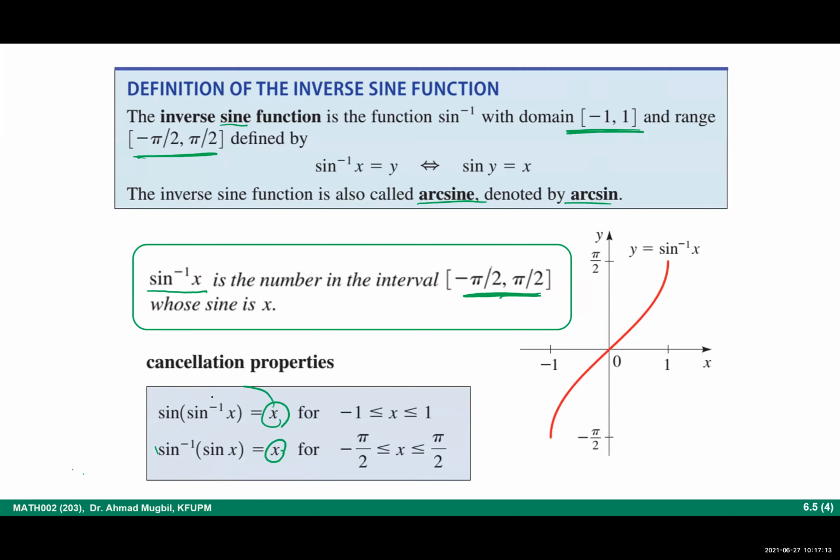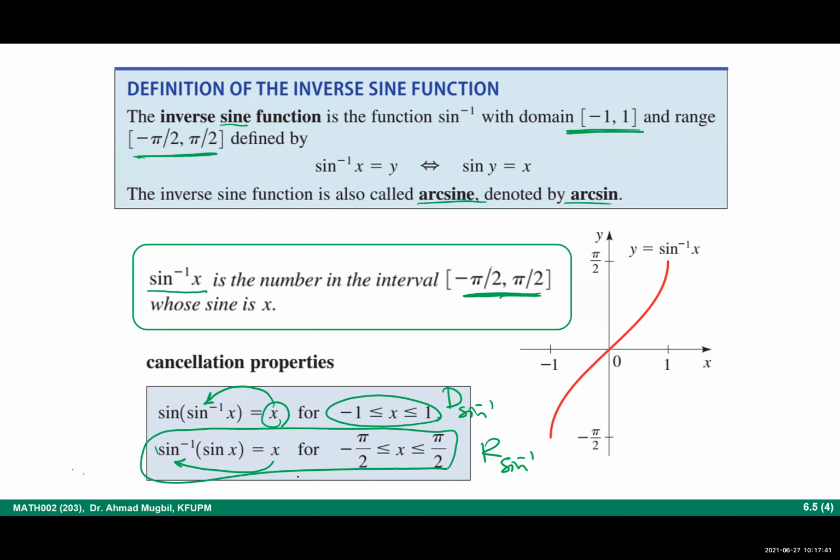This x is where? In the domain of sine inverse. And this x is in the domain of the restricted sine. So you may confuse sine and the restricted sine. Indeed, this is in the range of the inverse. So it is better to remember it like that. You need to pay more attention to the second one, because most of the mistakes are here.